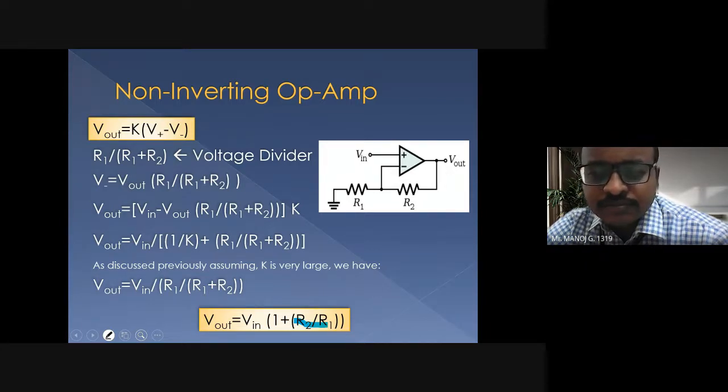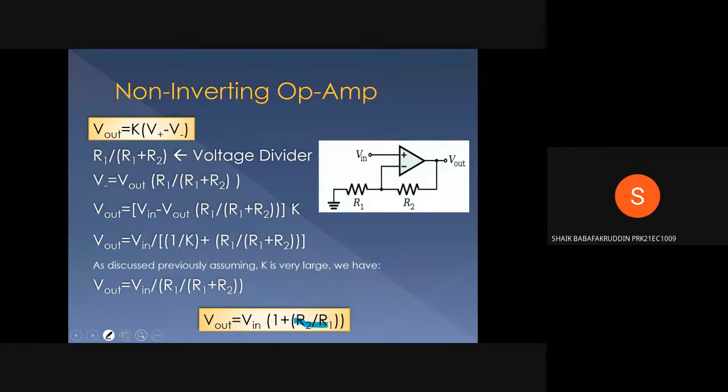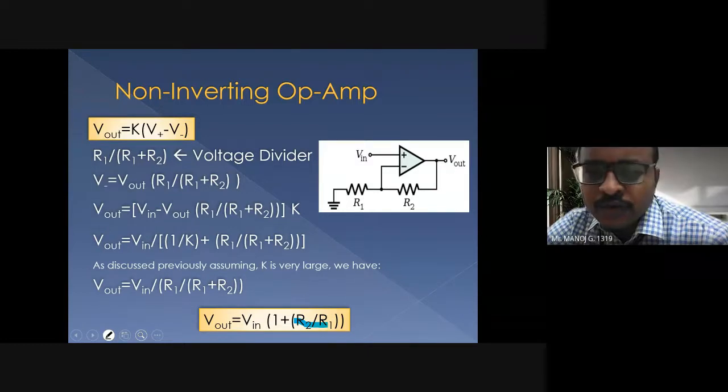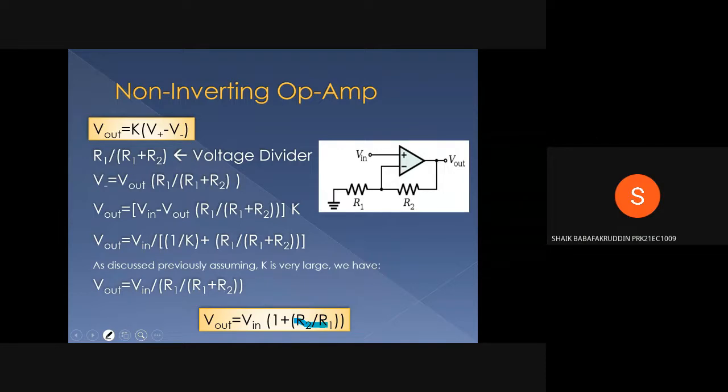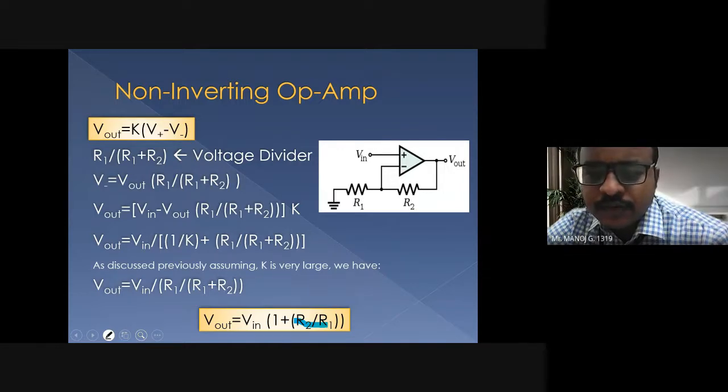What is the voltage gain? 3, sir. Just a 3. Yeah, V out you found out, right? V out is nothing but volt. You should get it 3 volt, right?